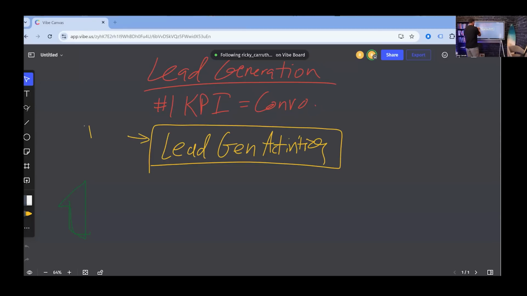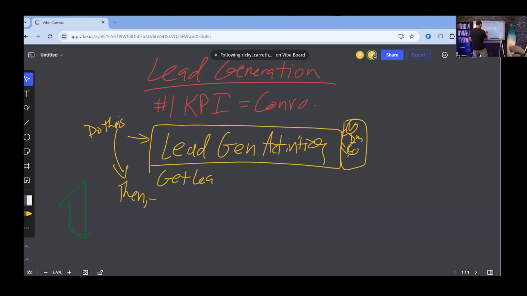Once you do this, then what do you do? Let's just say lead gen activities, like video and direct mail and cold calling, all the lead gen activities. Once you do the lead gen activities and you get a lead, now what? What do we do next? When we get the lead, what do we got to do? Put it in the comments.